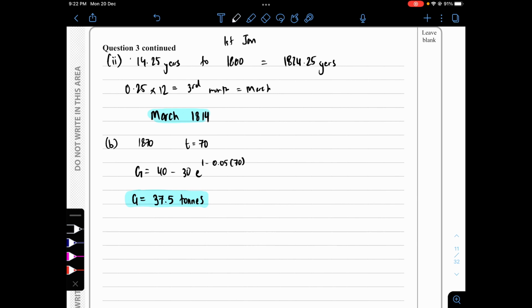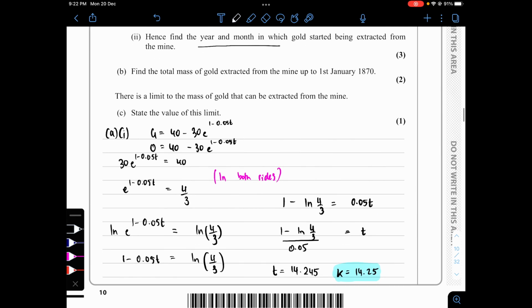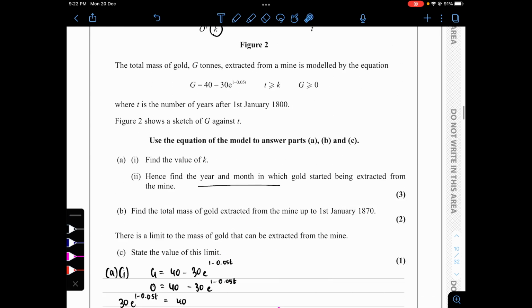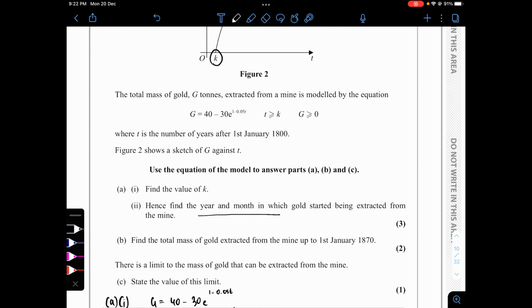Let's look at part C. Part C says, there's a limit to the mass of gold that can be extracted from the mine. State the value of this limit. Now this is pretty easy if you think about it. If this part is equivalent to 0, what's the maximum tons you can have? It's 40. That's what you started with.